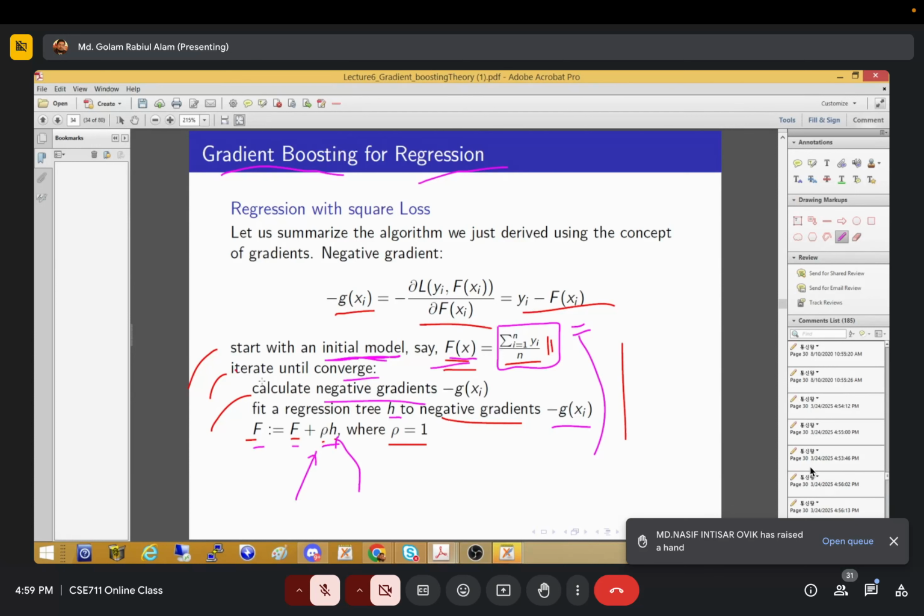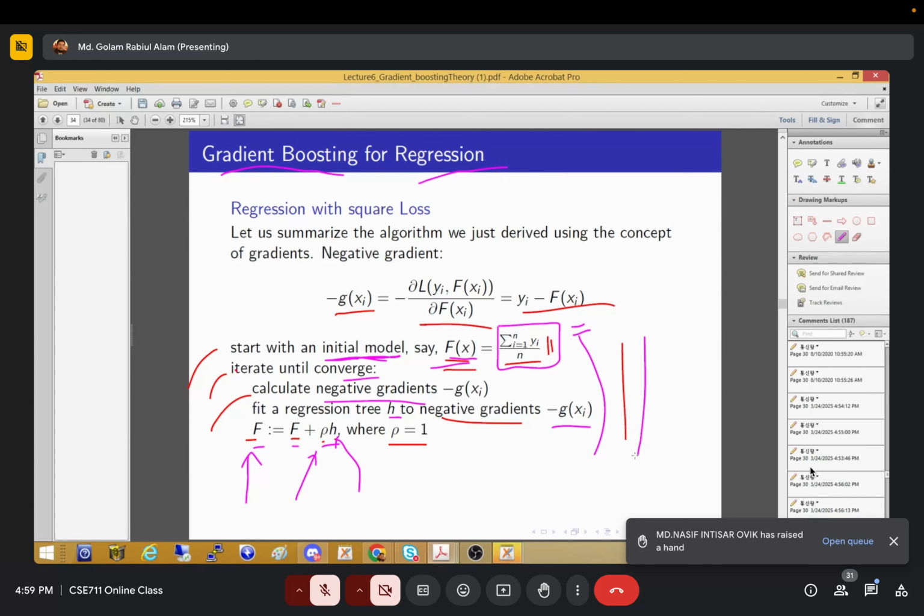So in this way, we have to update our additive models. Okay, so that's what gradient boosting is. This is the algorithm of gradient boosting. Though this is the algorithm of gradient boosting, there are many abstract things here.